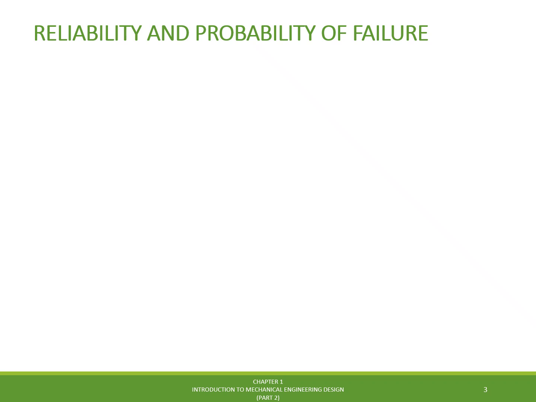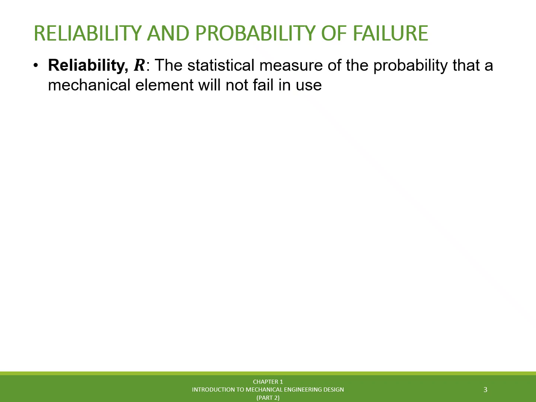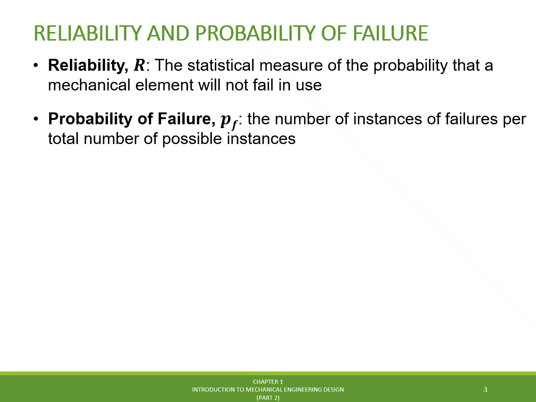So let's start with definitions first. So what is reliability? Reliability is defined as the statistical measure of the probability that a mechanical element will not fail in use. And for the reliability, we will always refer to it using the symbol R for our calculations. On the other hand, probability of failure, we will always refer to this quantity as P sub F, is defined as the number of instances of failures per total number of possible instances.